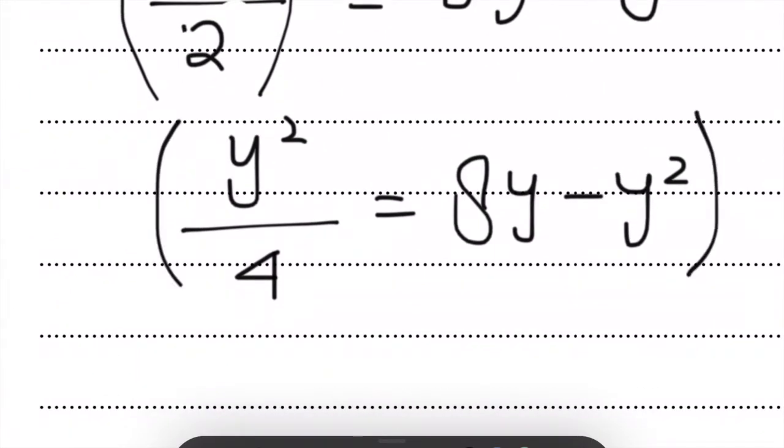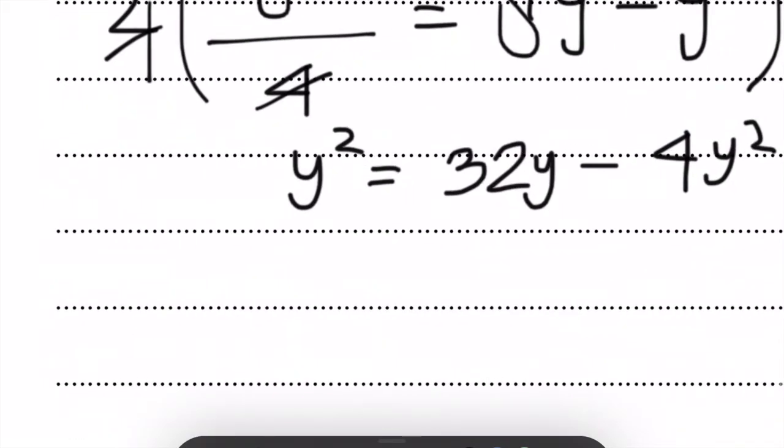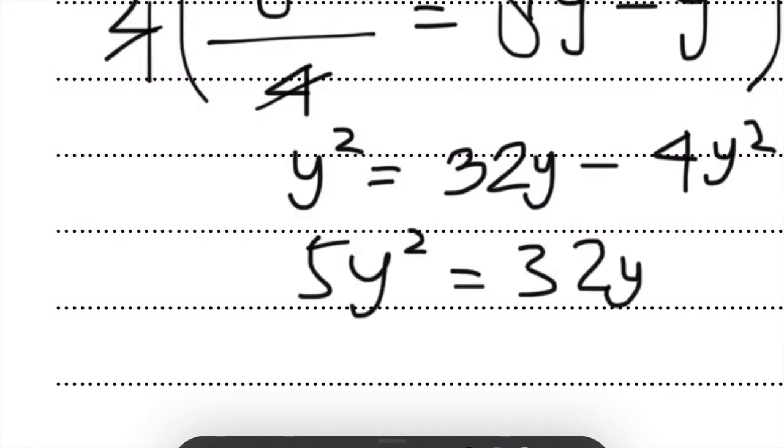We will multiply both sides with 4 to remove that. Y squared is equal to 32y minus 4y squared. From this, we get 5y squared is equal to 32y and y is equal to 6.4.